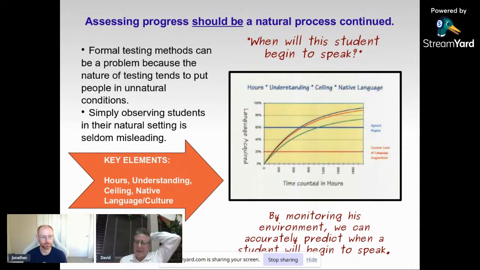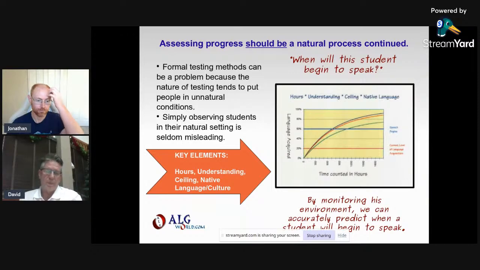But if we look at that environment for a language learner, we're talking about the number of hours in that environment. We're talking about what level of understanding of what's going on that person is experiencing. Is their understanding at 50% of what's happening, or are they understanding 80% or 90% of what's happening? That understanding factor is a big one.